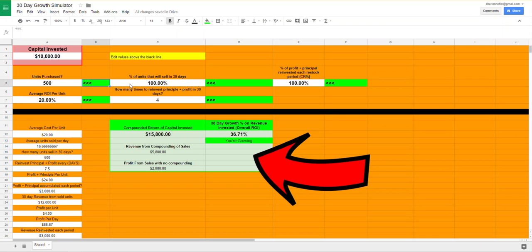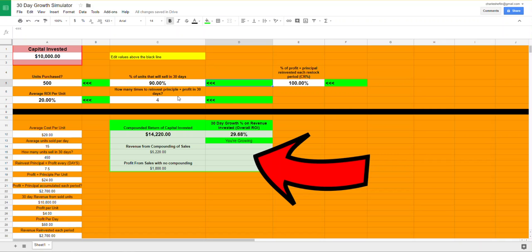And then the next field that we want to edit here is the percent of these units that will sell in a 30-day period. We all know that 100% is unrealistic, but if you do your buying wisely, you could hit 90-95%. So let's say 90%. That's how many units will sell in that 30-day period.